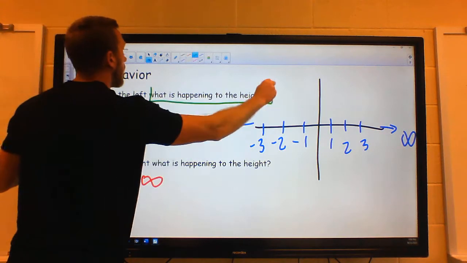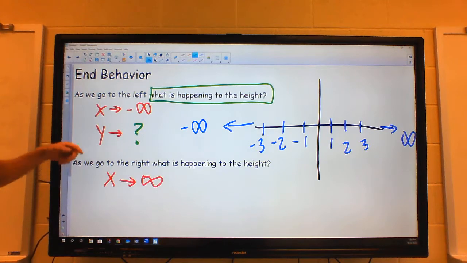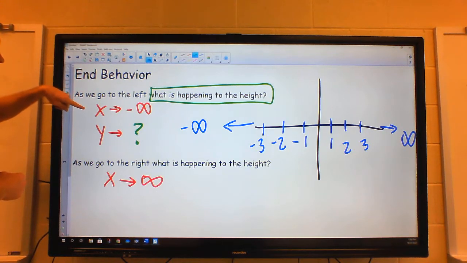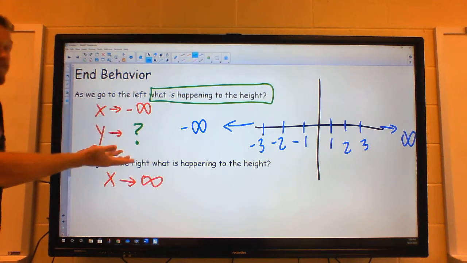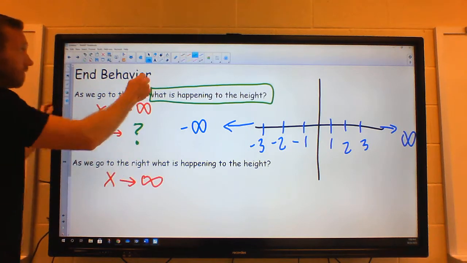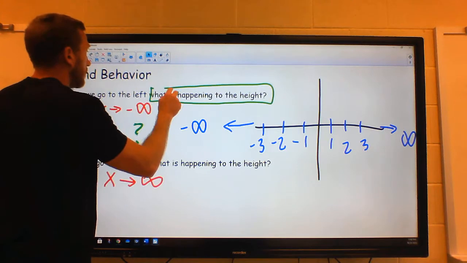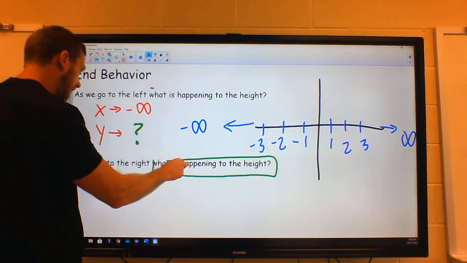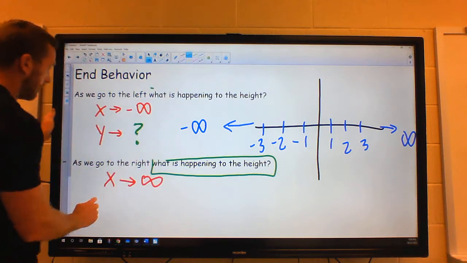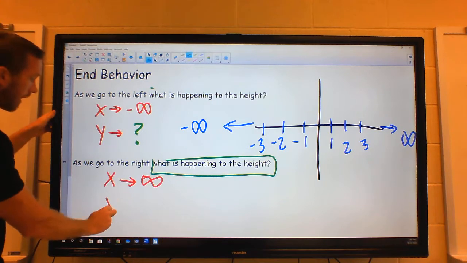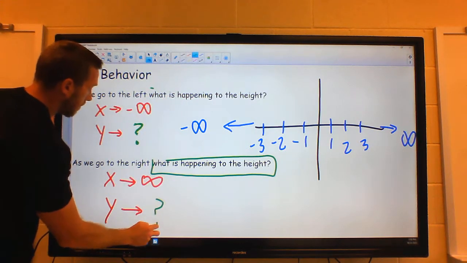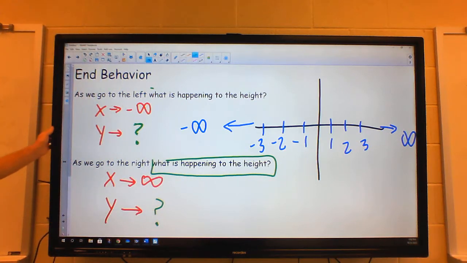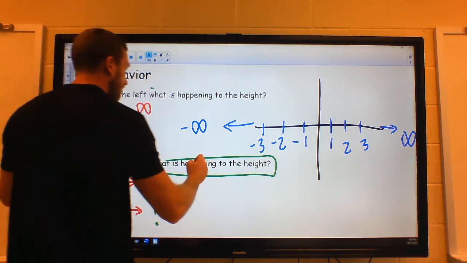What is happening to the height? What is the height approaching? The way we read this is, as we go to the left, our height goes to, that's what we're trying to find. And similarly, down here, as we go to the right, the height approaches, question mark. That's what we're trying to answer for our function.